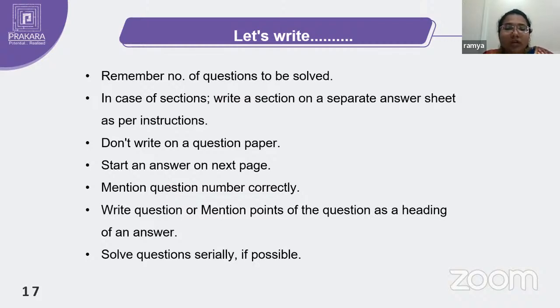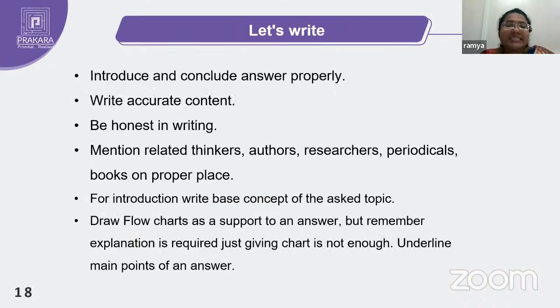Next, we should solve the questions serially if possible. So if you know all the answers, at that time we can write all the questions line by line, not skipping the answers. The next is you should write the introduction and the conclusion properly. Already I said, firstly you should write the definition, next the steps, next the procedure, next the roles and responsibilities, or the advantages and disadvantages, and at the last the conclusion. So like that, there must be a flow of answer. It should be answered in a proper way.